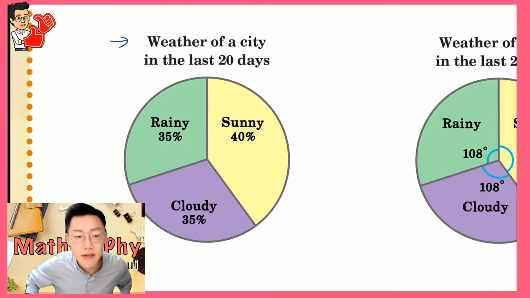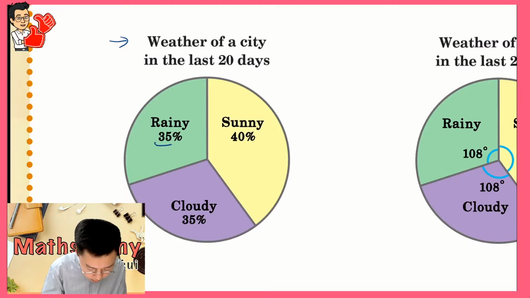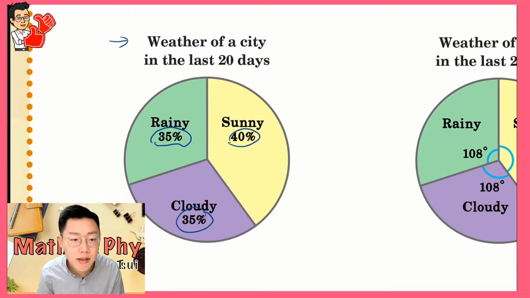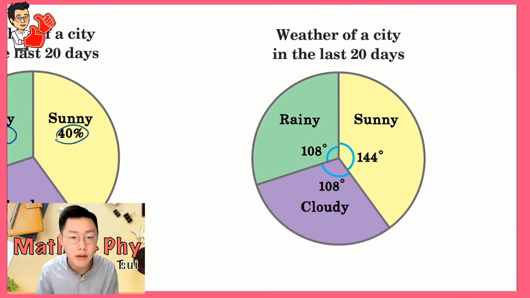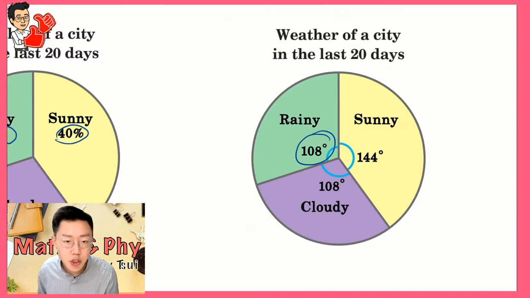For the left hand side, you can see here is the percentage. Rainy days occupy 35%. Sunny days represent 40%. For the right hand side, this one is also the weather of the city in the last 20 days. The main difference is that this pie chart uses the degree to represent each item.